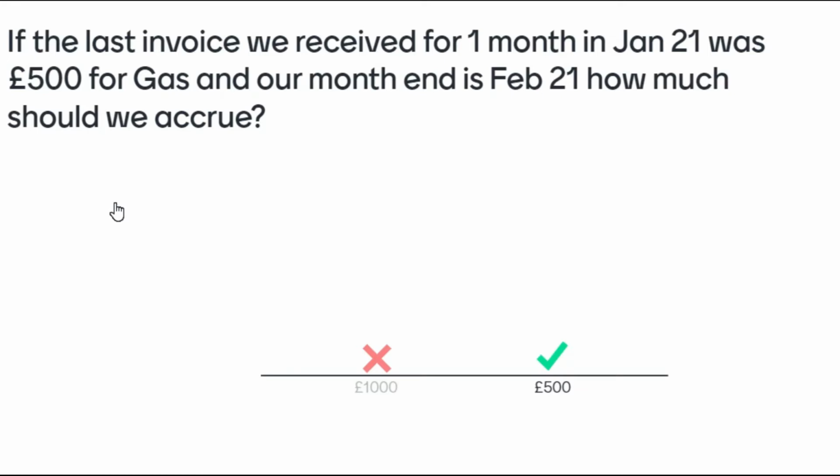So moving on to question 3. If the last invoice that we received for 1 month in January 21 was for £500 for gas, and our month end is February 21, how much should we accrue? So if we know that the last invoice was January 21 and we're fairly certain that we've used roughly the same amount of gas in February 21, then I would say that we would accrue for £500, not £1,000. So that's a bit of a red herring.